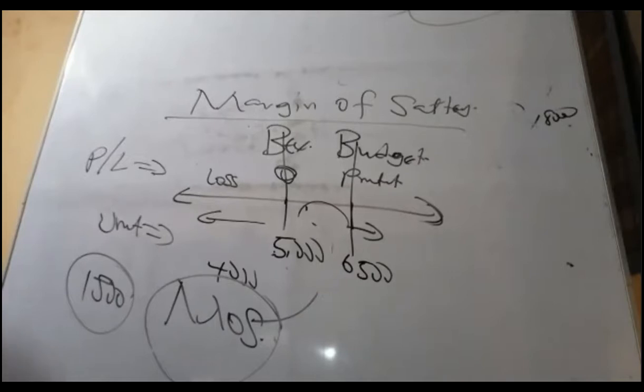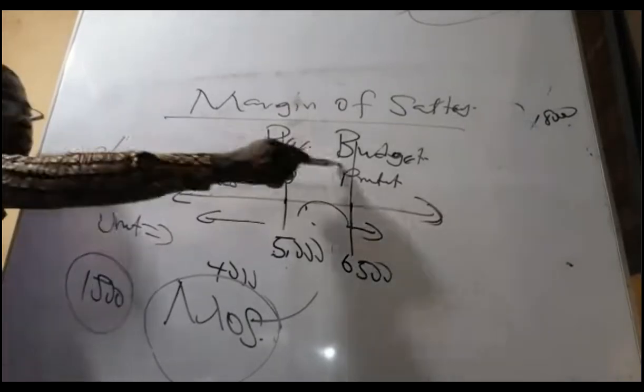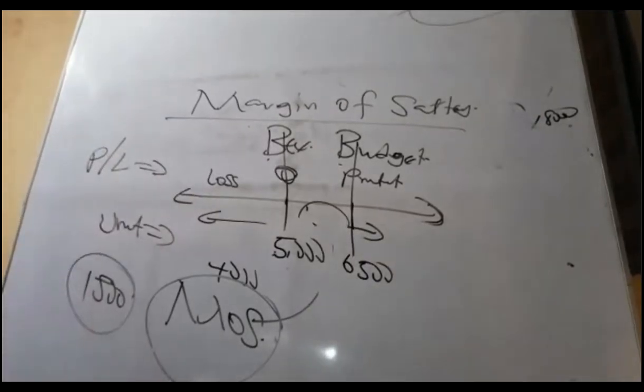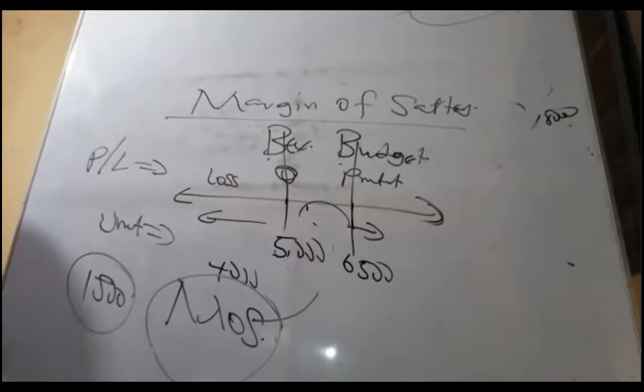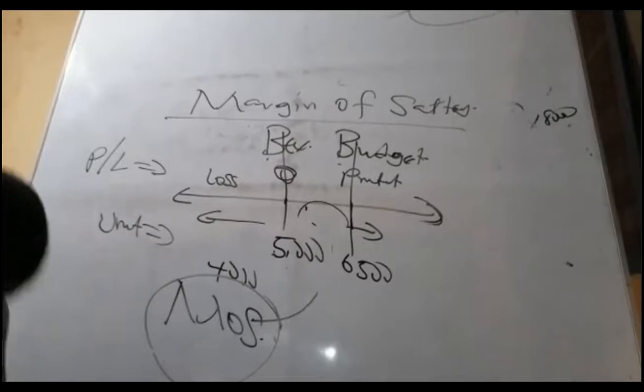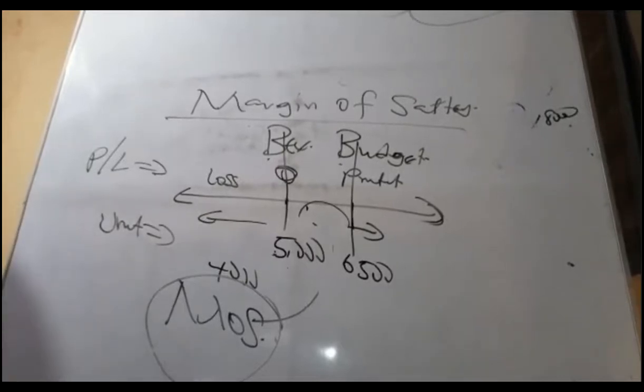Okay, so 6,500 minus 5,000. In formula form, let's use their names. In short, margin of safety simply means the budgeted unit minus break-even. So margin of safety is your budgeted level of activity minus break-even level of activity. That is all. So if you know that this paper is very difficult, then learn extremely hard and put safety inside.